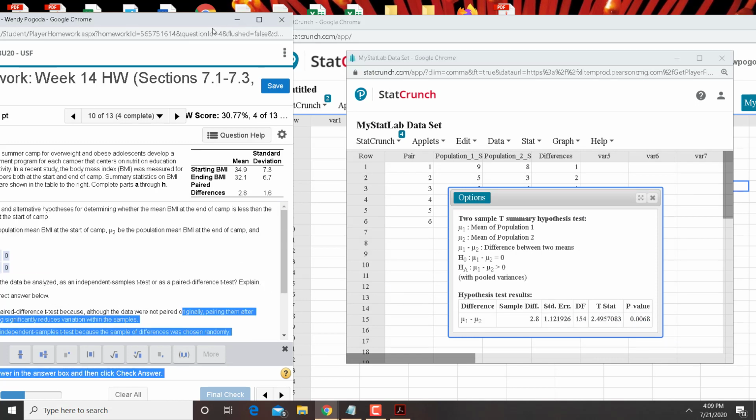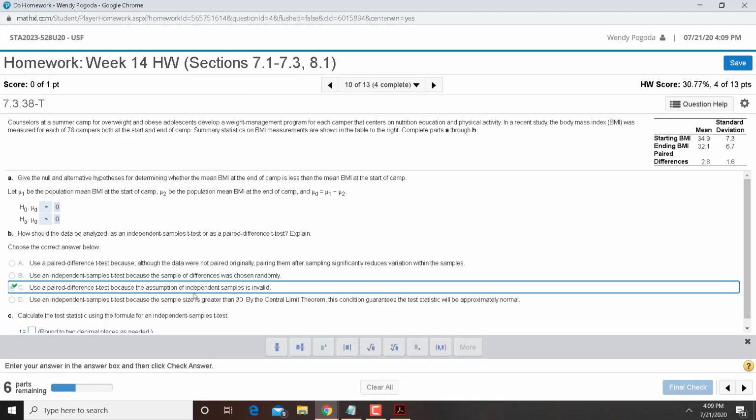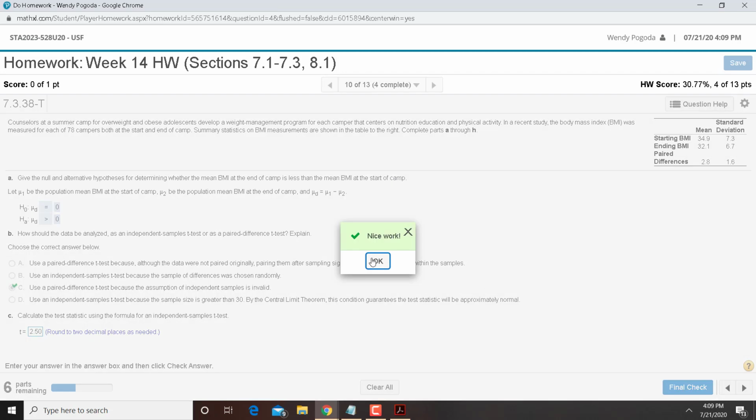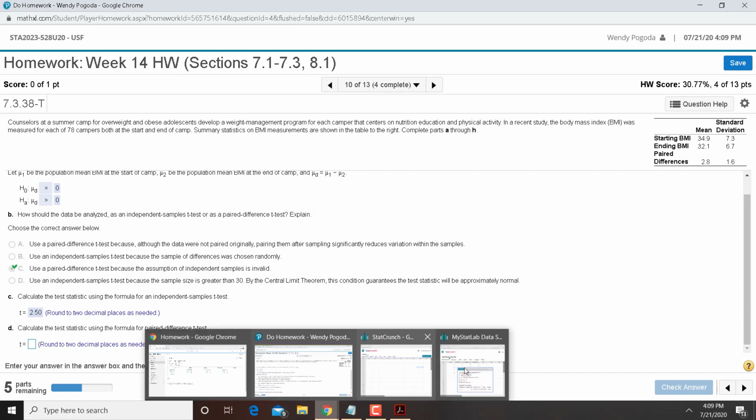All right, let's go back to the question. And we get 2.4957, so the 5 would round the 9 up, and then that would round the next number up, so 2.50 when rounding. Okay, next part, let's calculate the test statistic the correct way using the paired differences.